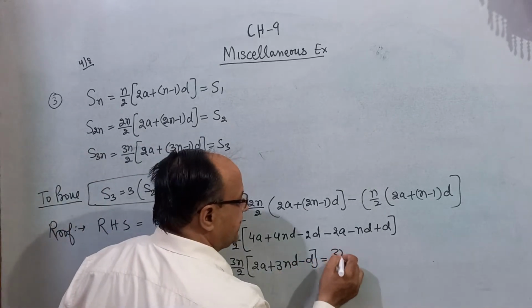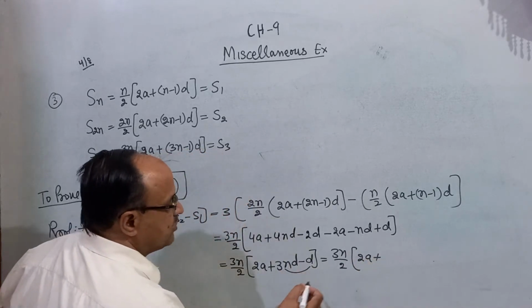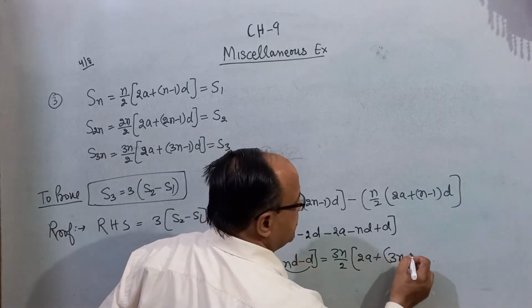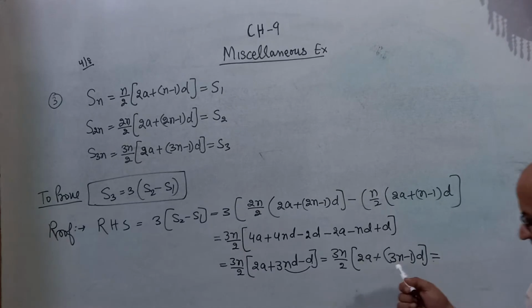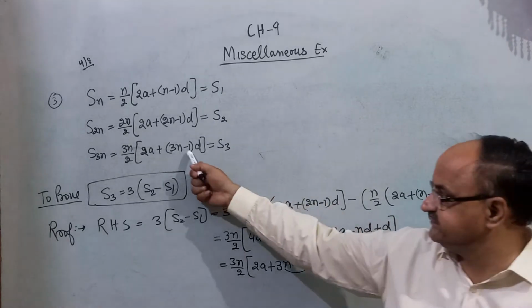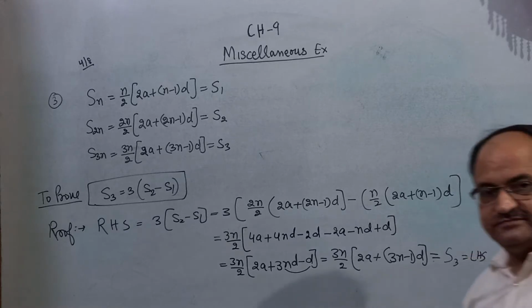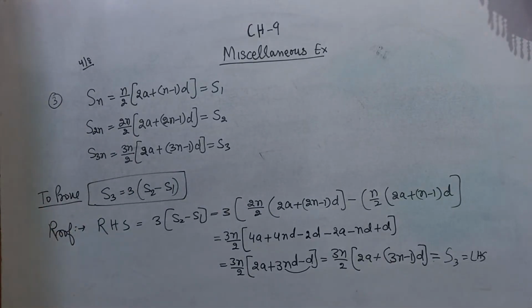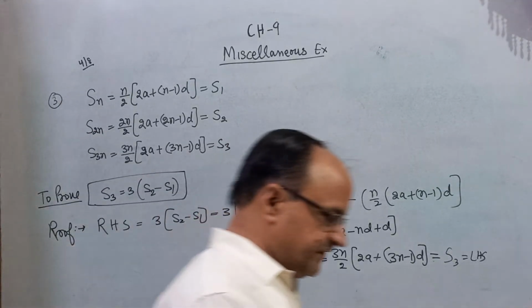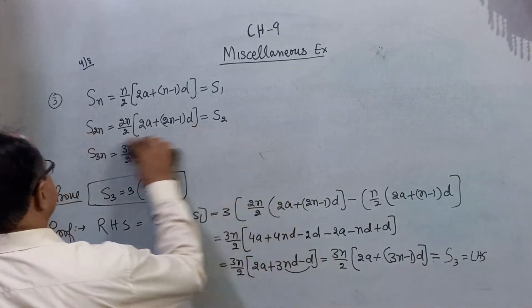Alright, now you can say 3n by 2, 2a. Now from here you can take d common: (3n-1) into d. And you can see that this is equal to S3, and that is our left hand side. Okay, we will check again. Just put the value of S1, S2, S3.